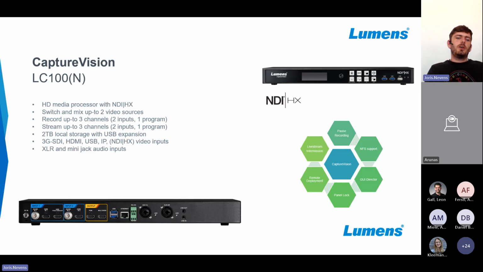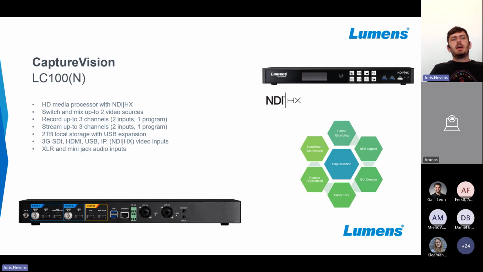And then we have our most price attractive model. It's the LC100 and the LC100N. What is the difference? N for NDI and the HX. So this is a 2-channel recording. So we can record and stream 3 channels, but you have 2 channels as an input, 2 terabyte of local storage, and then again you have 3G SDI, HDMI, USB, and IP as an input. And on the audio side, you have USB in and XLR and line in.